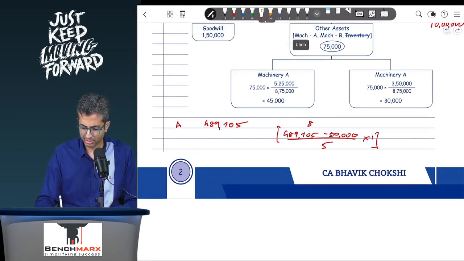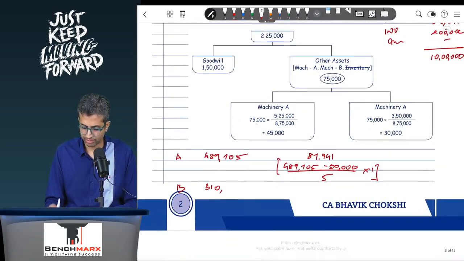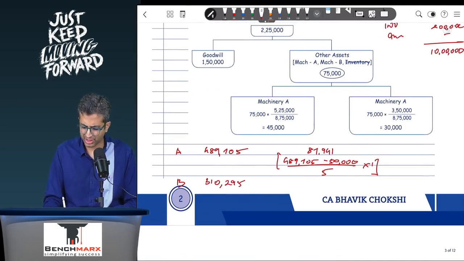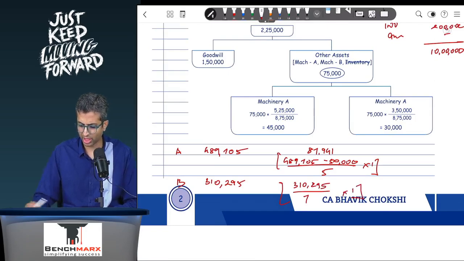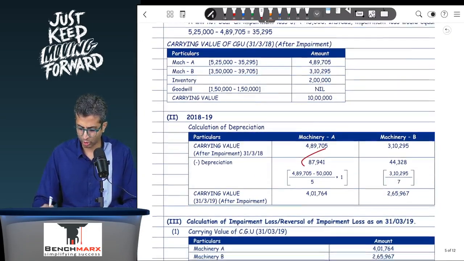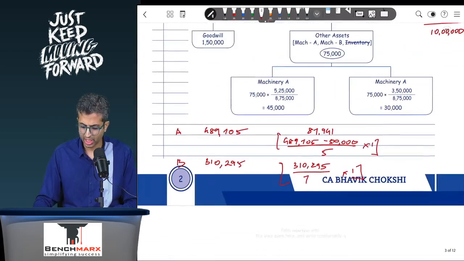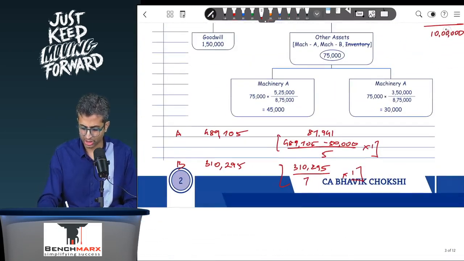You can do this working, 87,941. A similar working will be done for B, where you start at 3,10,295, and then you will depreciate, but this time around there's no salvage value, so this is directly to be divided over the remaining 7 years. 3,10,295 divided by 7 into 1, and hence this depreciation will be 44,328. So this would be your depreciation amounts, and hence you will try to find the carrying value on 31st March 2019.